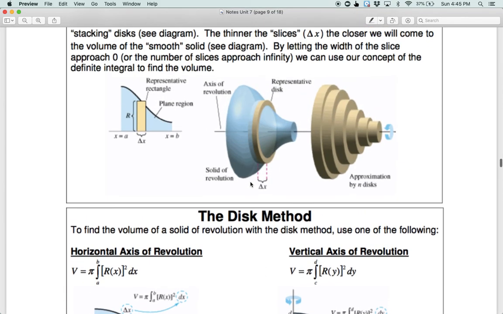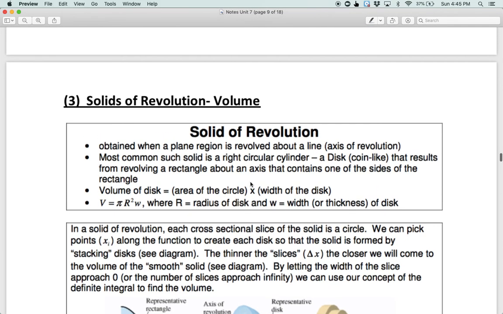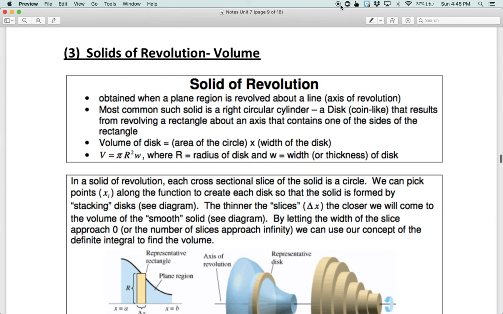Okay, so that's sort of a visual overview of what we're going to be doing. And in the next video, we'll start looking at some examples of setting up these integrals.